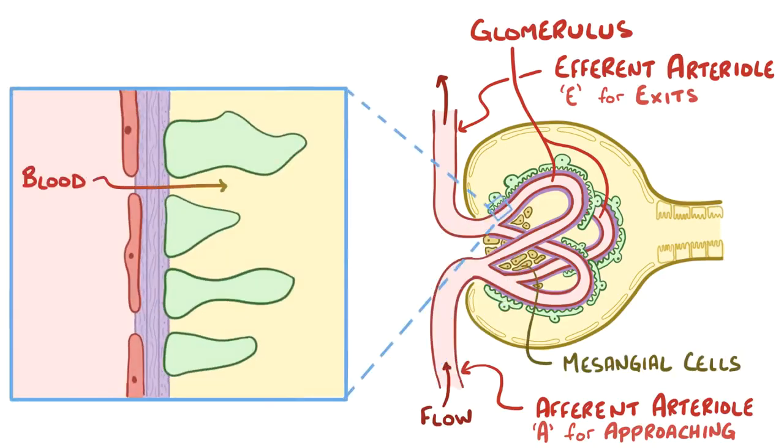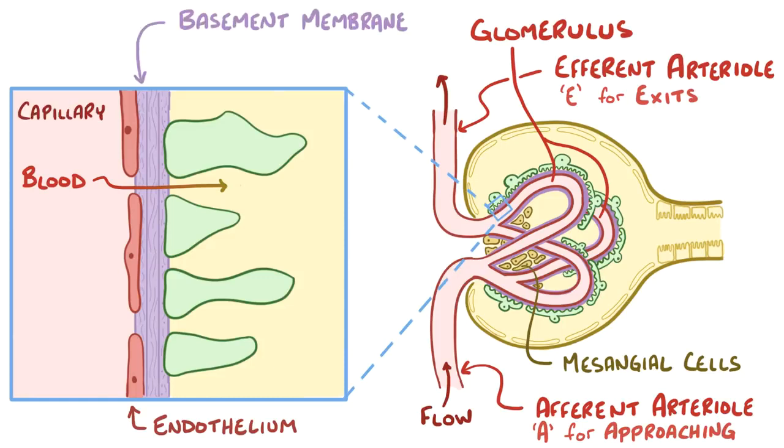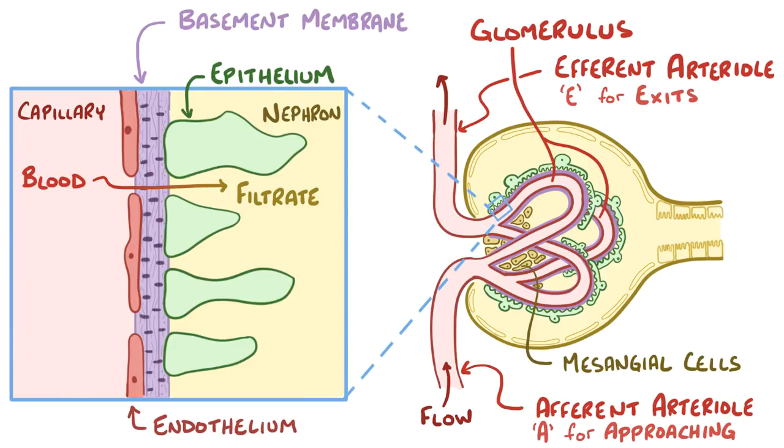So when blood is filtered, it moves through the endothelium lining the capillary, then through the basement membrane, and then through the epithelium lining the nephron, and finally into the nephron itself, at which point it's called filtrate. Now, the endothelium has pores that keep cells from entering the filtrate, and the basement membrane's negatively charged and repels other negatively charged molecules and proteins, like the protein albumin.